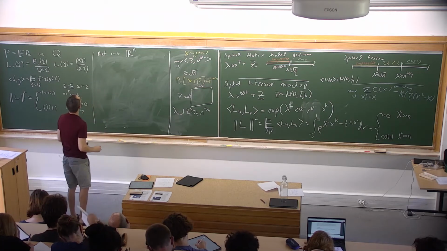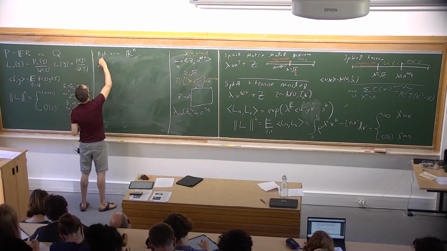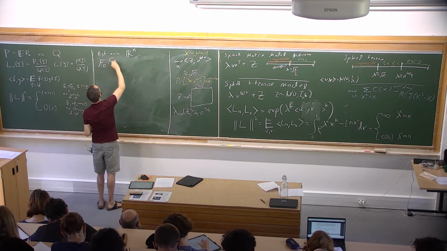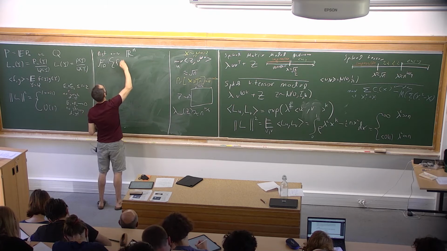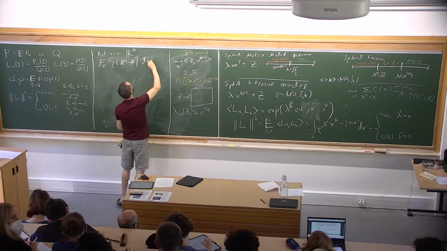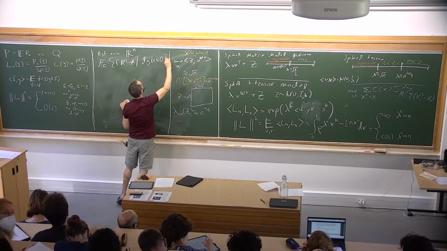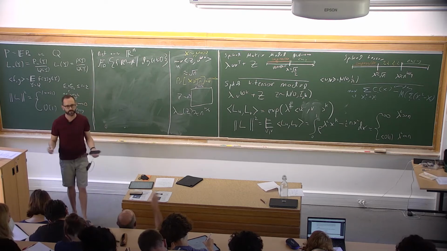And define the class. Let F_d be all the functions from R to the n to R that are of degree at most d. Just all the polynomials of degree at most d.